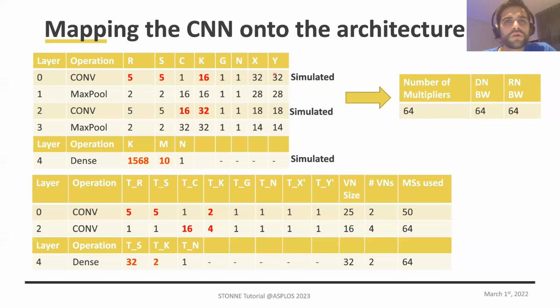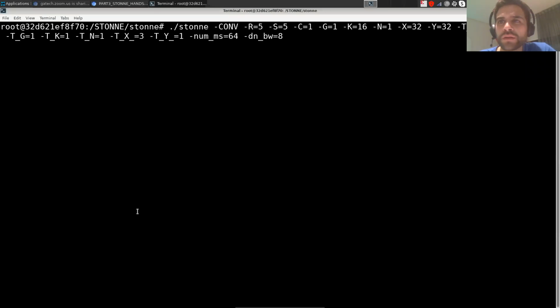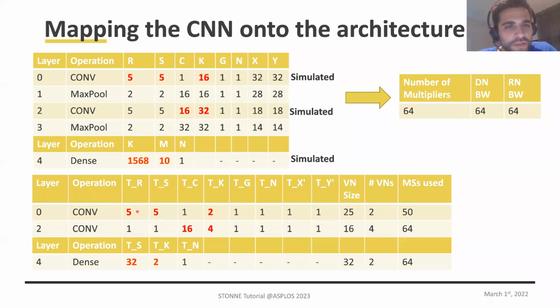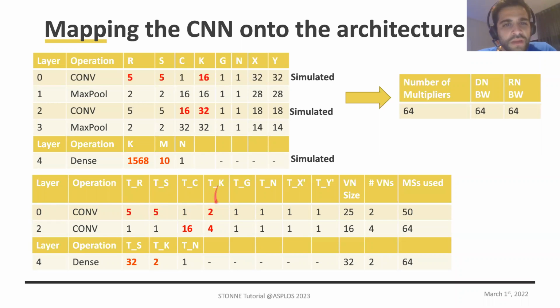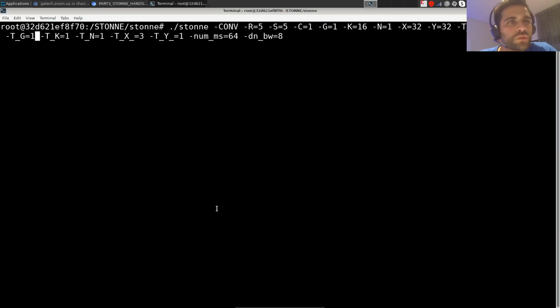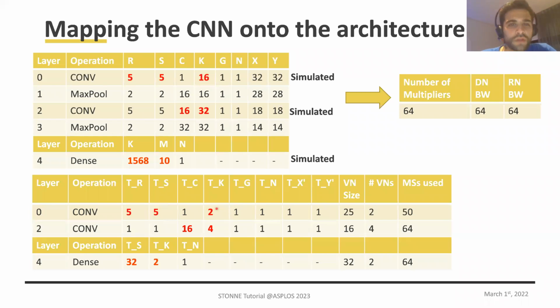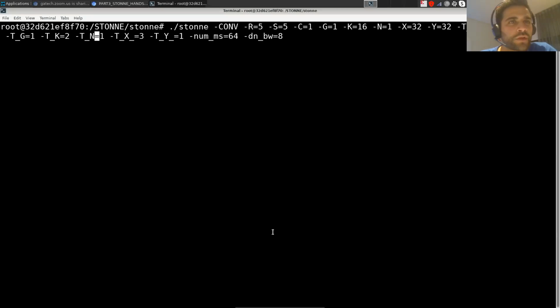Okay. Now, how are we tiling this computation? This is here, the layer 0 is tiled like this. So we will map 5 filter rows at the same time, so TR equals to 5. TS equals to 5. TC equals to 1. TK equals to 2, which means we are mapping 2 filters at the same time. TN equals to 1, and actually the rest of the parameters are equal to 1.